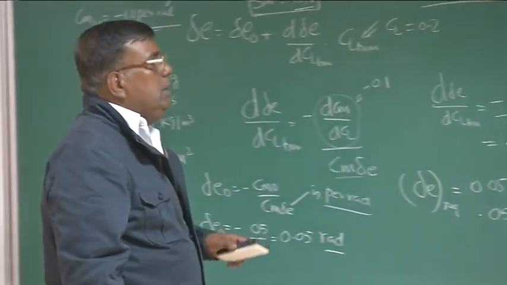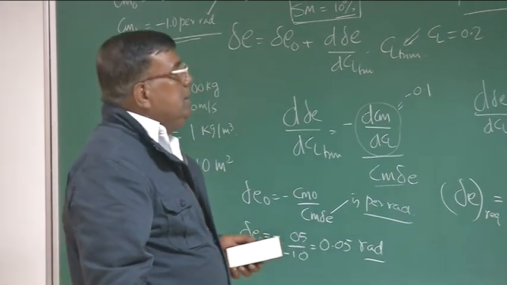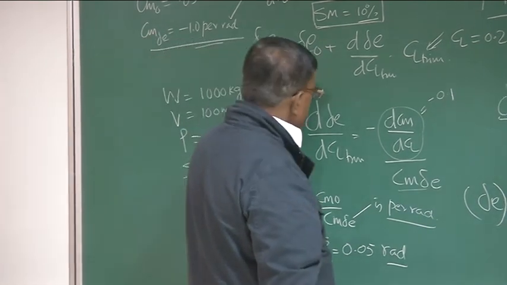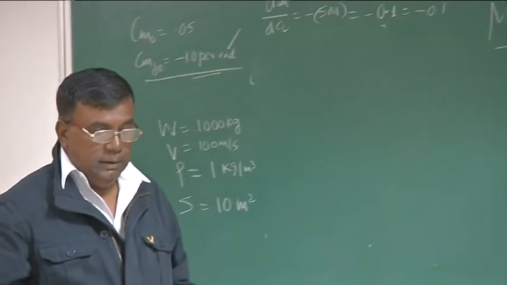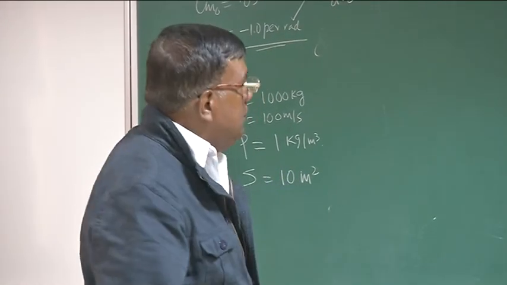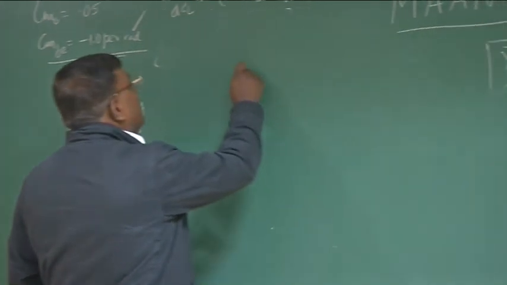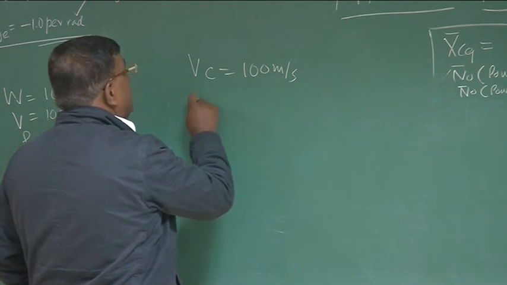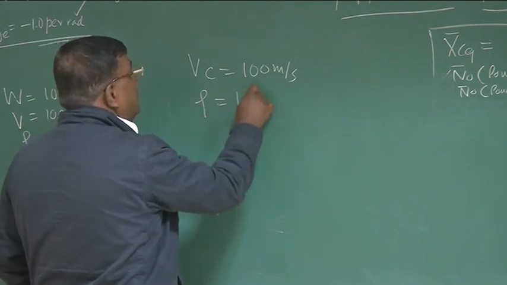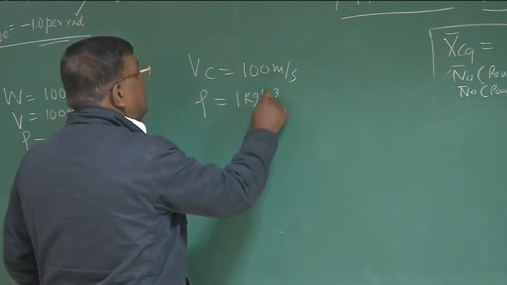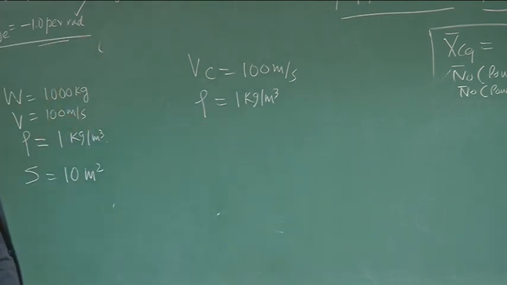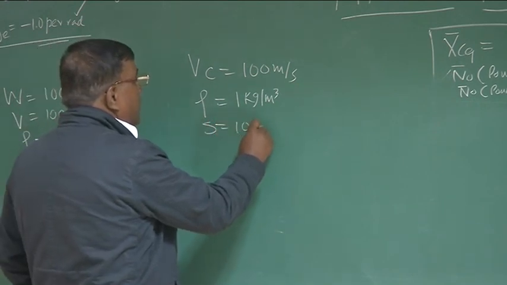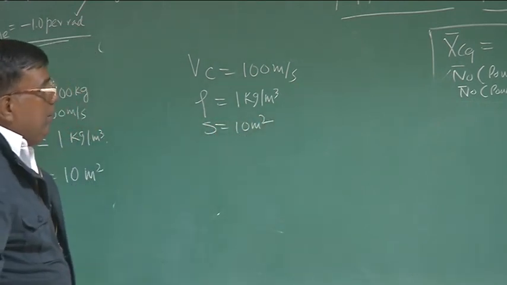Now we will do the exercise for the cruise phase. Okay, let's come back to the cruise. Let us solve this problem for the cruise case. Let us say the cruise speed is 100 meter per second. I say rho is 1 kg per meter cube, that is at an altitude which is a little higher than sea level altitude. And of course, same airplane, S is 10 meter square, right?